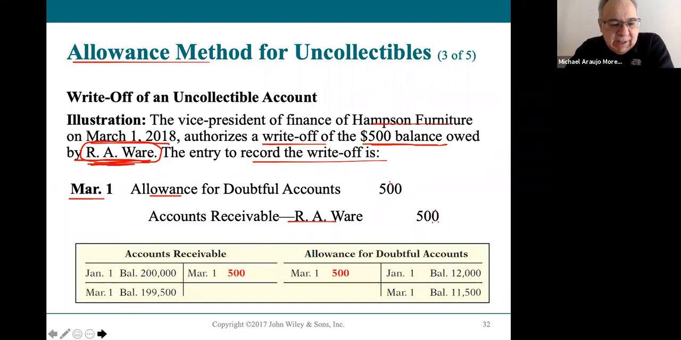So what happens is nothing really in terms of the net receivables. The value of receivables is the same. This $500 allowance debit lowers the balance in the allowance account to $11,500, but this credit to receivables lowers the balance of receivables to $199,500. The difference is still $188,000 net realizable value. So nothing is going to change on the balance sheet, which is the idea.